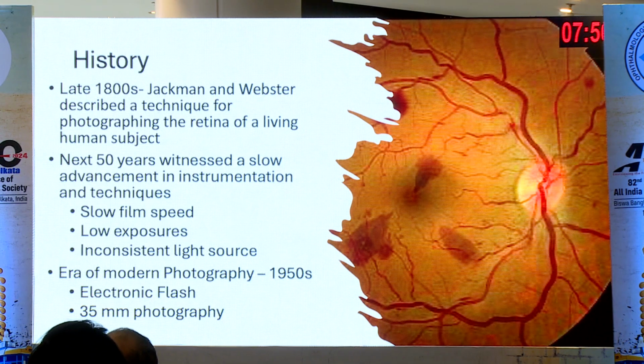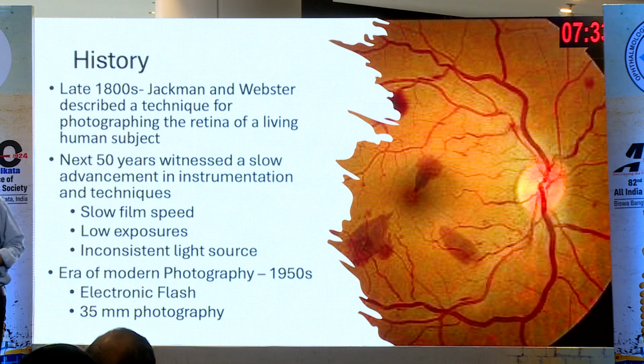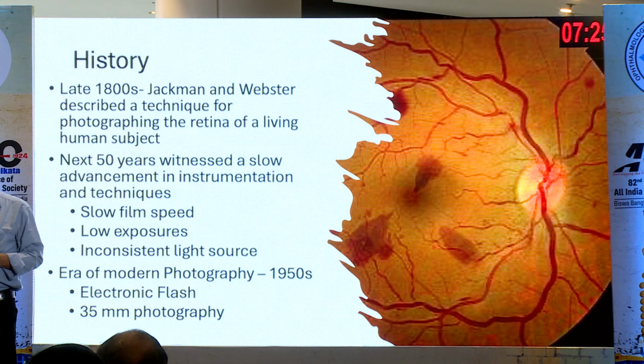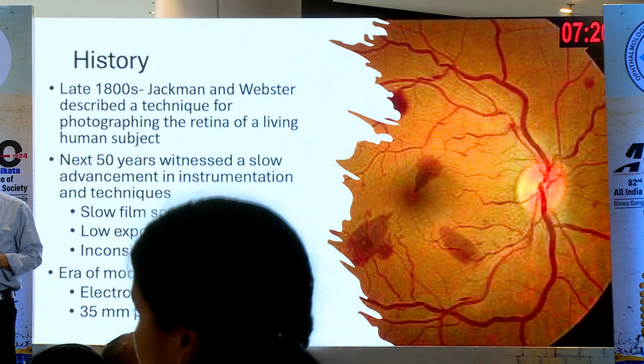Just one word about history. In late 1800s, it was Jackman and Webster who described the technique of photographing the retina of a living human subject. And the next 50 years witnessed a slow advancement in instrumentation and techniques, probably because of the slow film speed, low exposures and inconsistent light sources. But the advent of electronic flash and 35 mm photography in 1950s led to the era of modern photography.